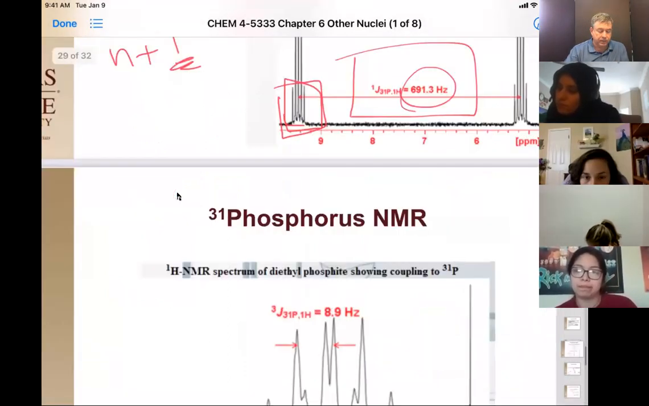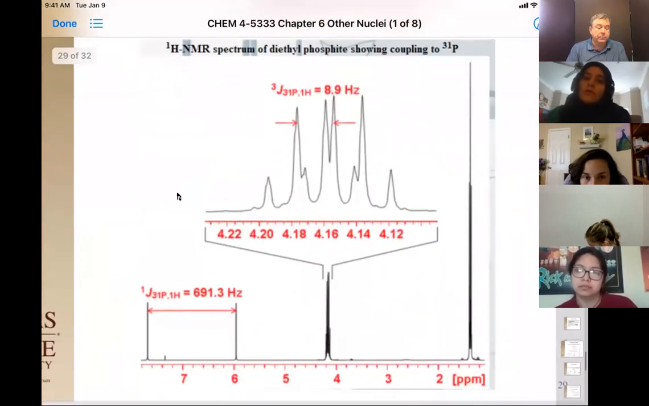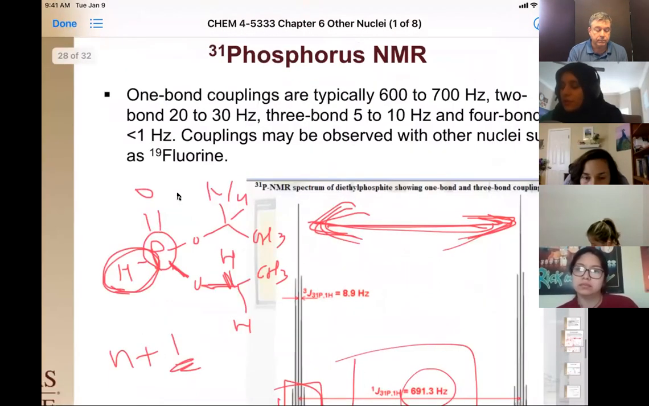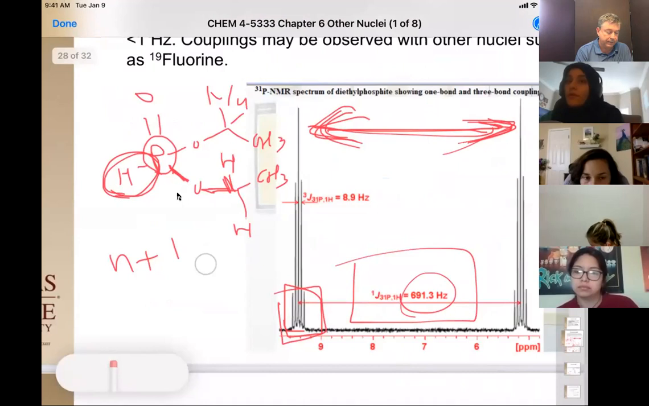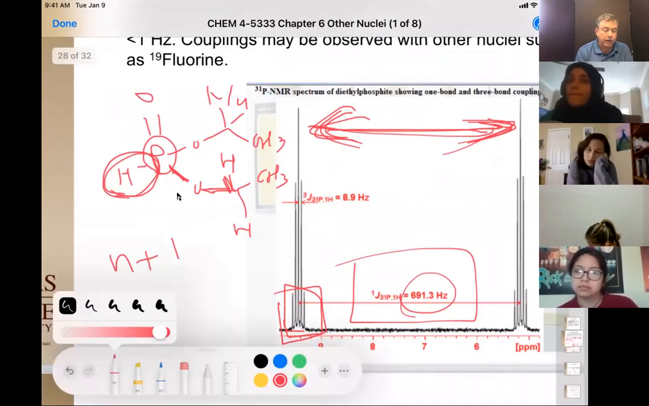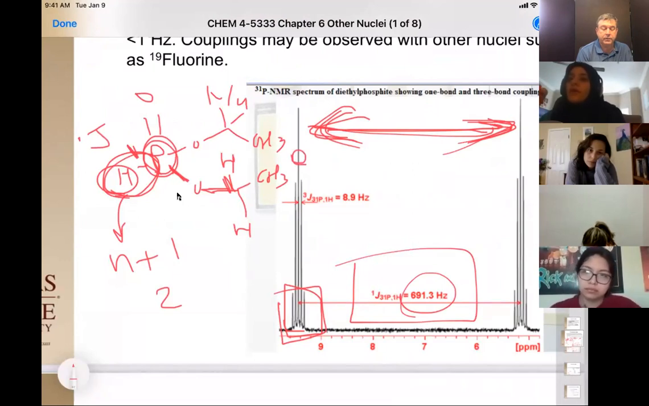Okay. So let's see. So in the case, go ahead. So I just want to make sure that the N plus one is two over here. So in this case here, let me erase that part. For our first coupling constant, this J of one bond right here, we have one of the N and one of the phosphorus, so that should be two. So okay. That's why we have two peaks. This is one. Yes, that's why we are getting two peaks.